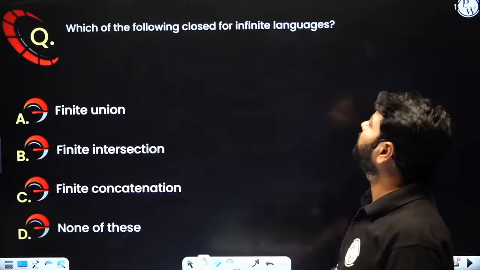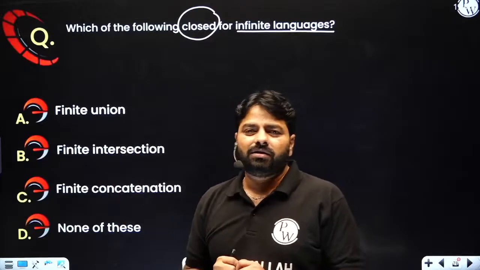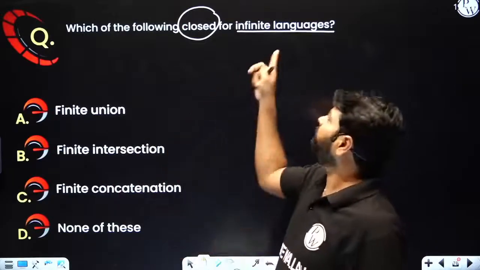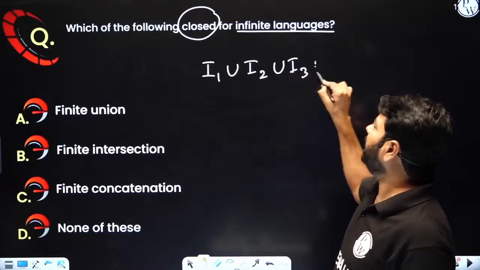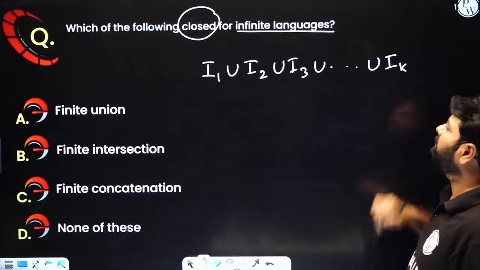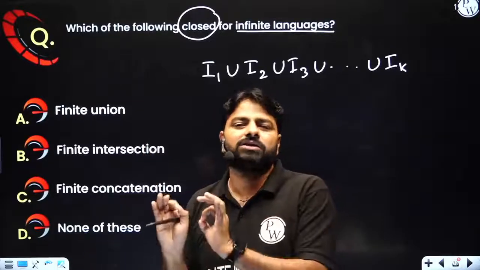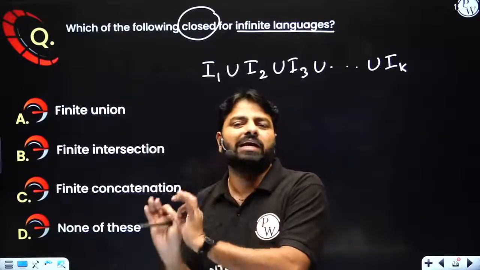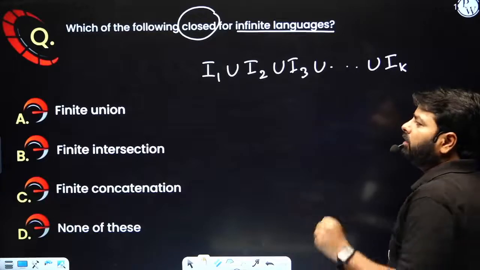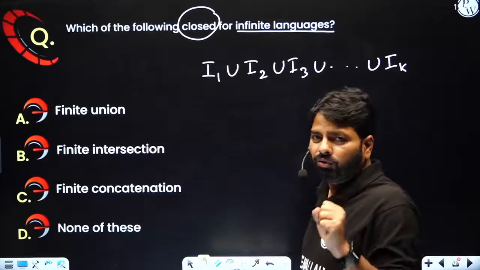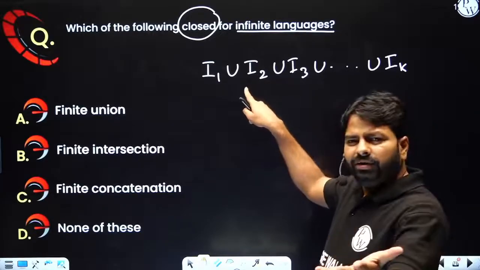Now let's try the infinite languages. Finite union means a finite number of infinite languages, like I1 union I2. How many infinite languages do you take? Only finitely many. I can take 100 or 1000. You need to specify the count, 100 or 1000, but you can't say infinite or unknown. Fine. Finite union now. Infinite union infinite is definitely infinite.